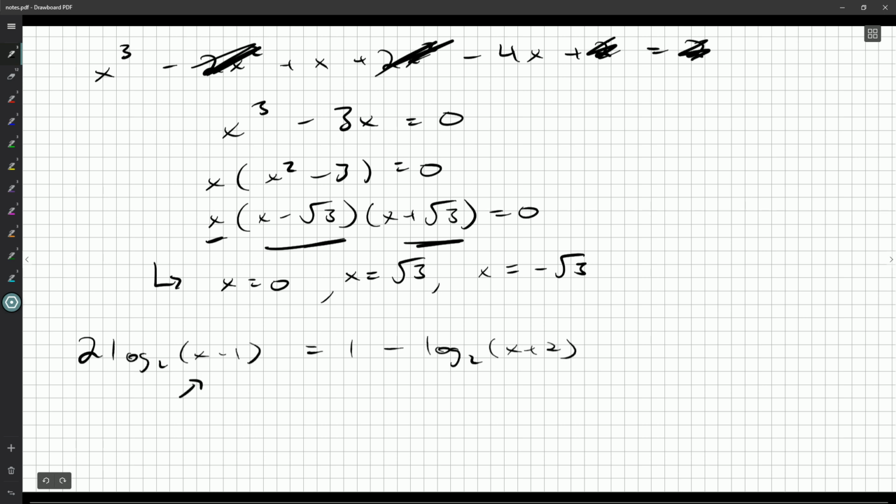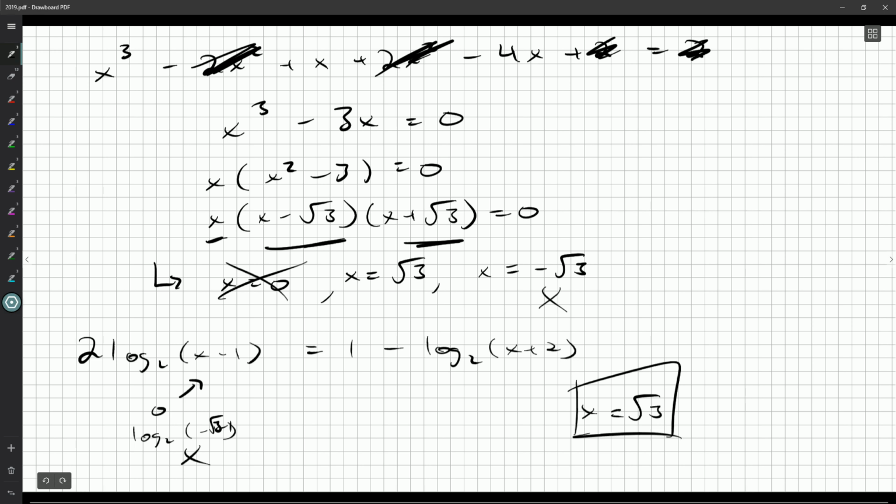But if I plug 0 in here, I've got log base 2 of negative 1. Well, that can't happen, so 0's out. And if I put negative root 3 in here, I'll have negative root 3 minus 1, and that'll be even worse. Root 3 is bigger than 1, so it's the only one that's going to work.